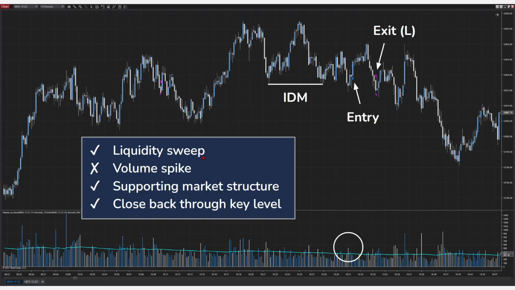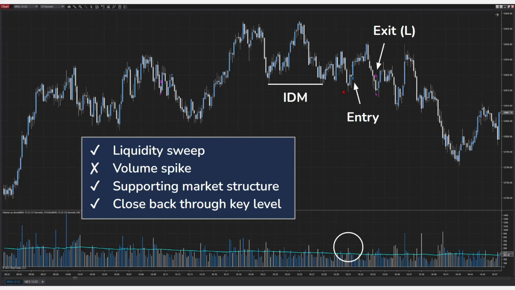And the last one from Monday, again, this is similar to the last one in that I think I was just trying to force a trade right here. So we have these relative equal lows that I was looking at. We come back through, trade above it really quick, but on no significant volume. So we have the liquidity sweep. We don't have the volume spike.